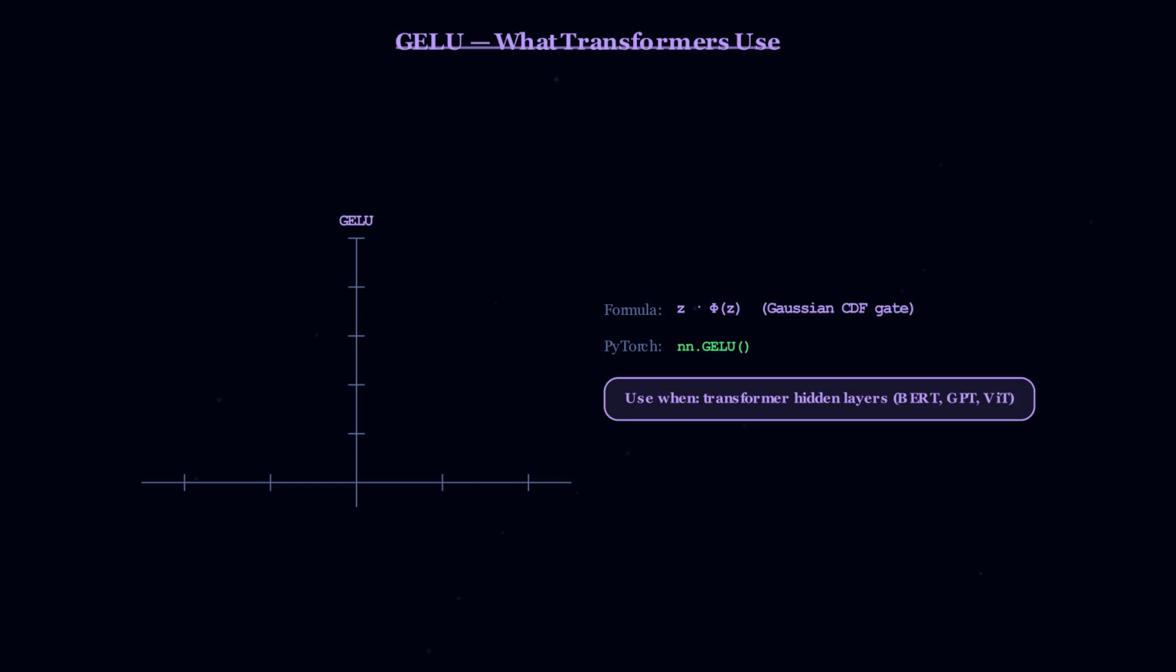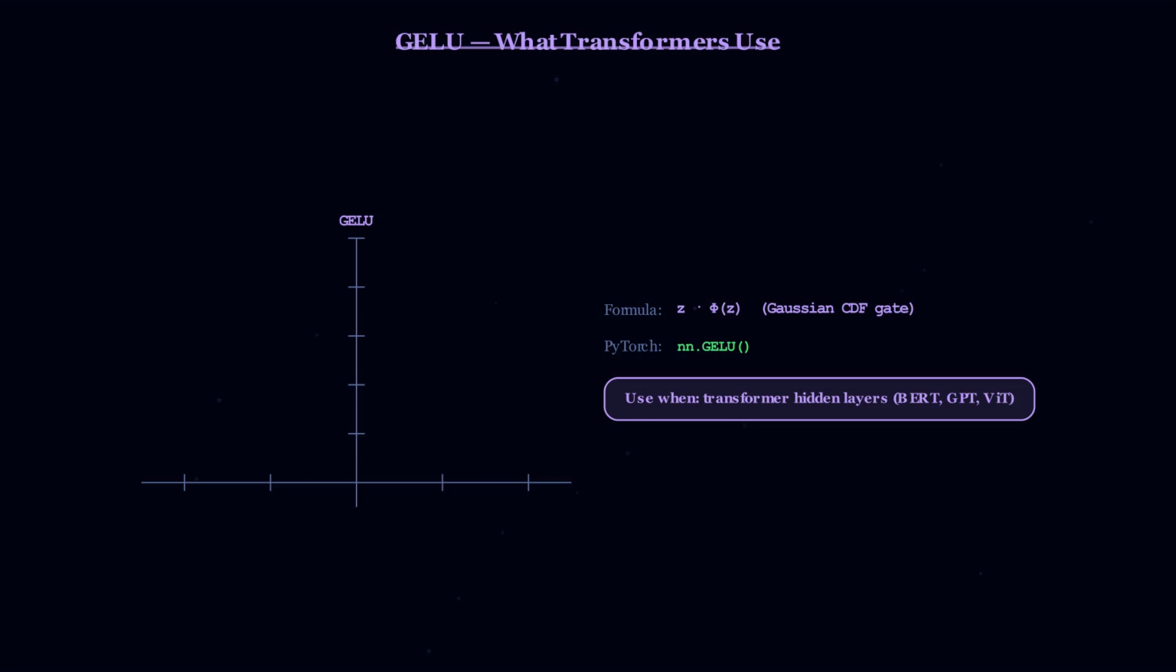In practice computed as z times 1/2 times 1 plus tanh of the square root of 2 over pi times z plus 0.044715 z cubed. An approximation that's fast and differentiable. Why transformers use it? GELU is smooth everywhere, has a slight negative region like ELU, and empirically outperforms ReLU on language tasks. The probabilistic gating creates useful regularization-like behavior.